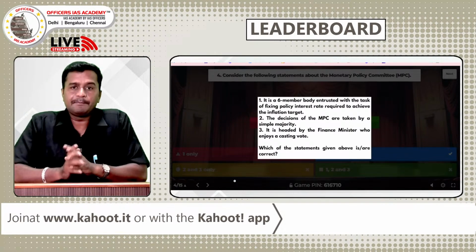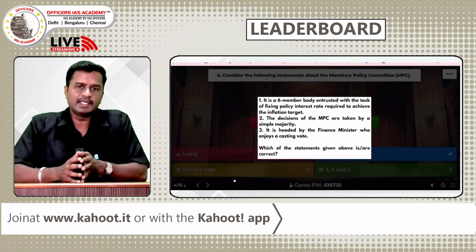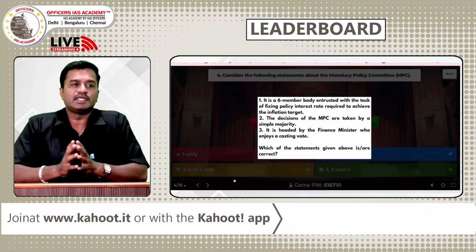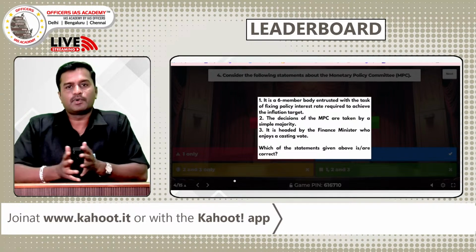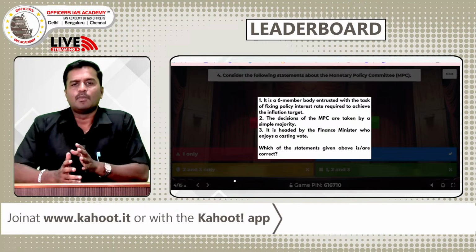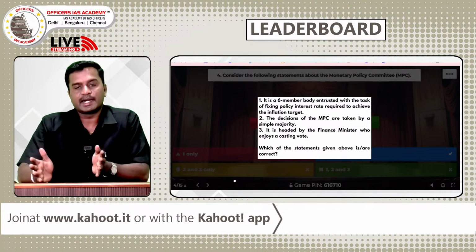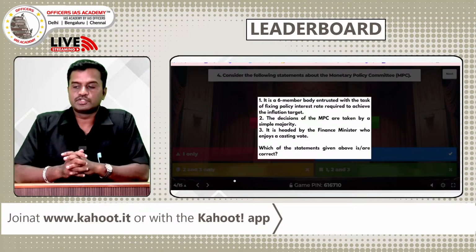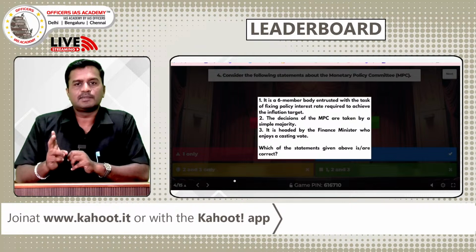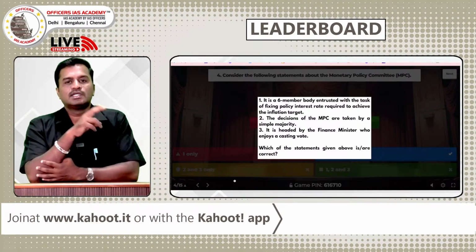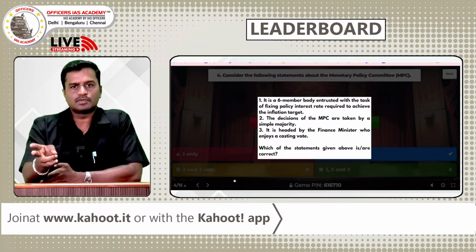The MPC, Monetary Policy Committee, is a body set up by the Indian government in the year 2016 to handle the monetary policy. Monetary policy can be seen in all countries. Monetary policy is adopted by countries to control inflation and to ensure a stable economic growth. These are the two important basic aims of monetary policy. Inflation control. Second is ensuring a stable growth.